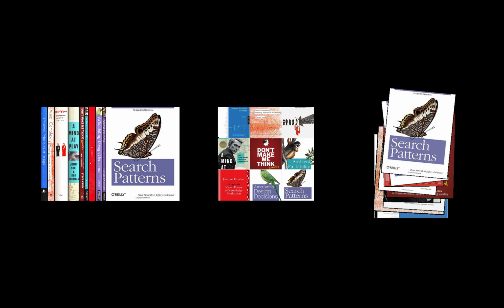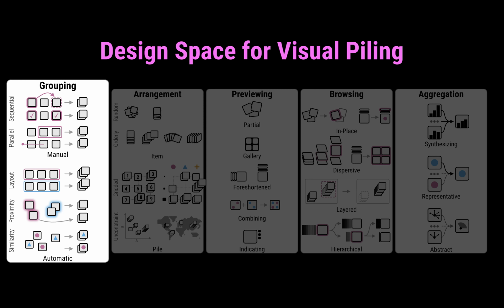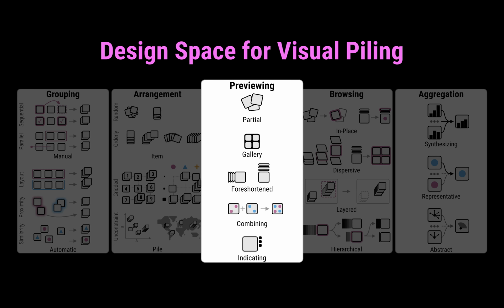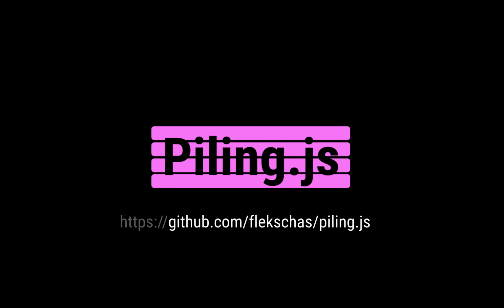But how should we go about designing a piling interface given many possible pile encodings? To answer this question, we analyze previous application-specific piling interfaces and define a generic design space. The design space is structured according to the following five analytical tasks that any piling interface should support: grouping, arrangement, previewing, browsing, and aggregation. To streamline the implementation of piling interfaces, we developed a JavaScript-based library called piling.js.